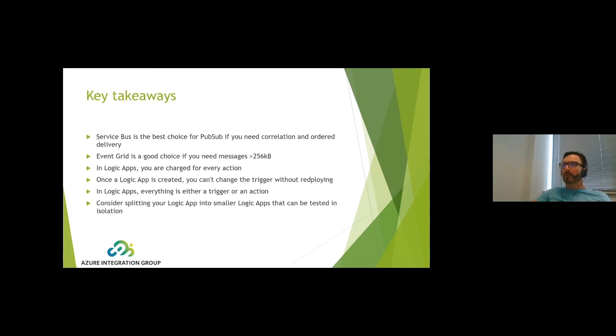So, in our opinion, and in particular, me deferring to the expert I have alongside me, Service Bus is the best choice for pub/sub, especially if you need correlation and ordered delivery. Event Grid is a good choice if you need larger messages, because you can squeeze that up to 1 meg. But really, if you're dealing with large messages, then you're probably going to be using the claim check pattern, putting the actual message in blob storage and the metadata about that message either on Event Grid or on Service Bus.